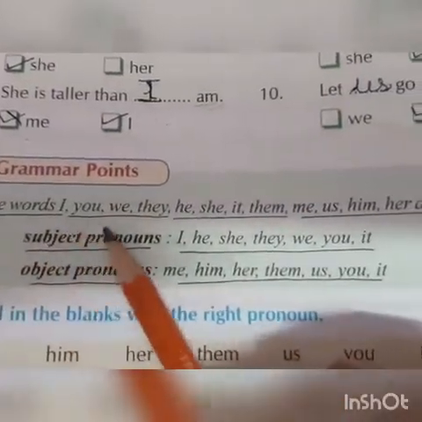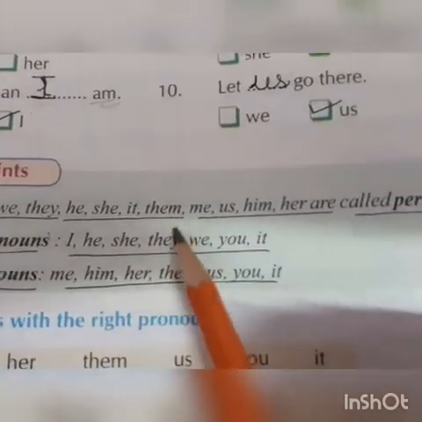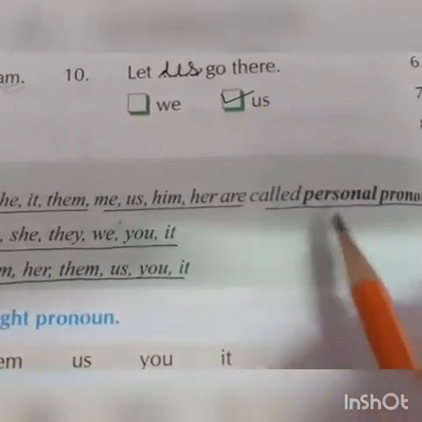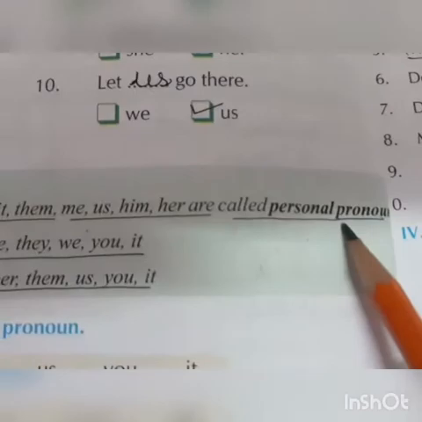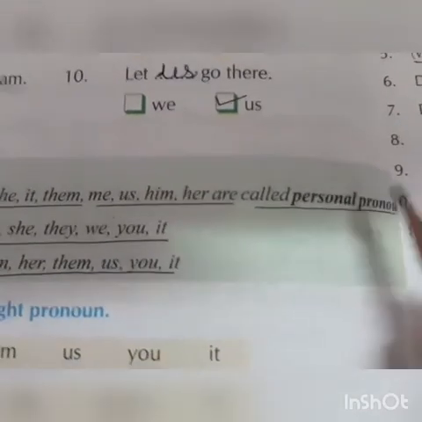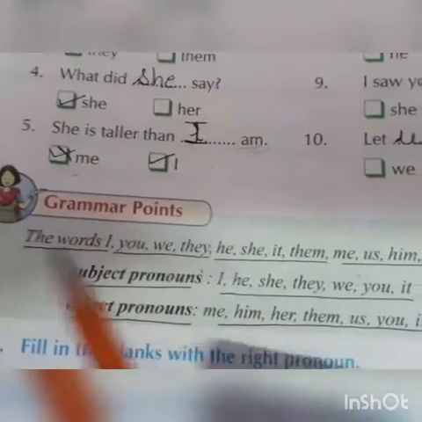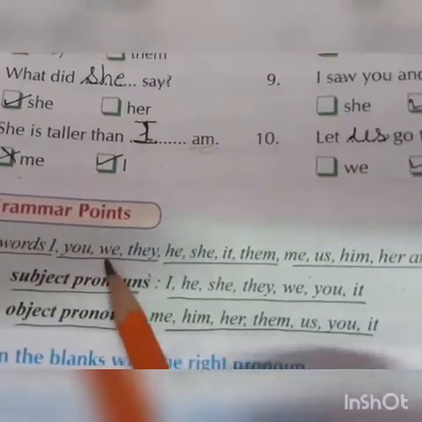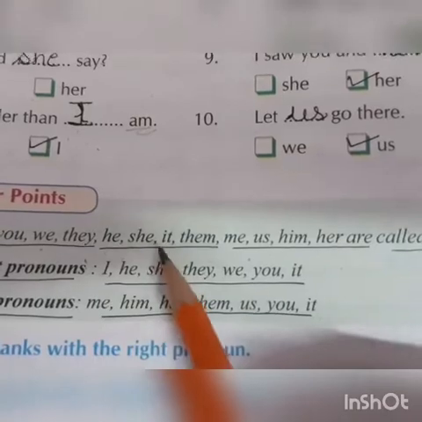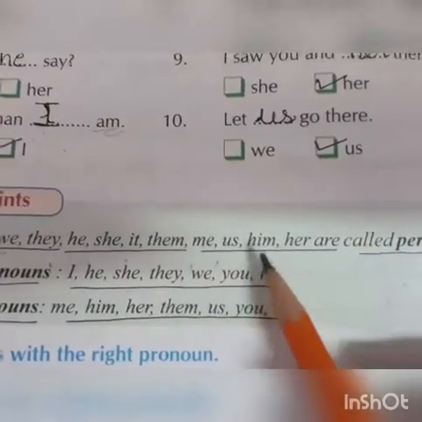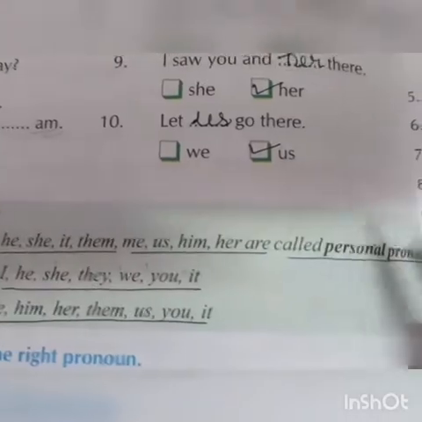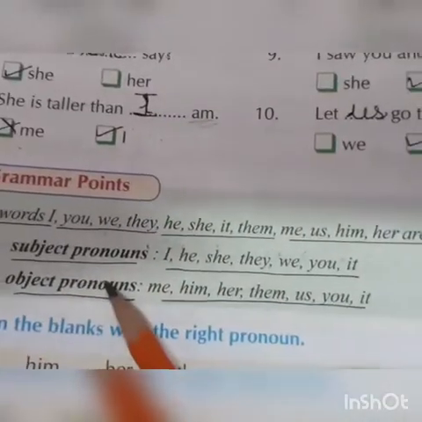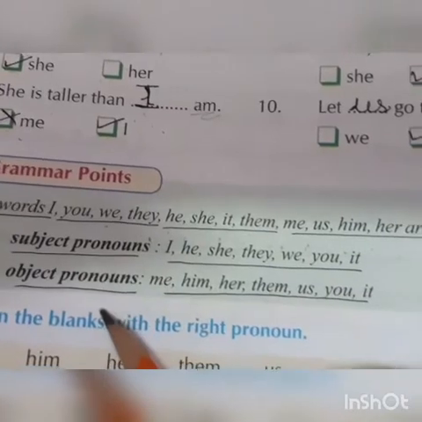The words I, you, we, they, he, she, it, them, me, us, him, her are called personal pronouns. What are they called? They are called personal pronouns. As I told you earlier, there are many different types of pronouns, but all these words are called personal pronouns. That means our own, that is called the personal pronoun. Now, what are the subject pronouns and what are the object pronouns?